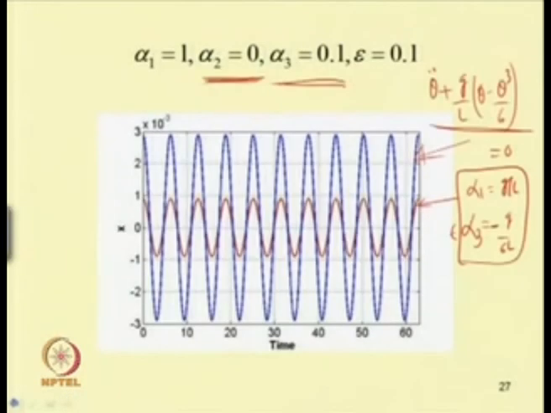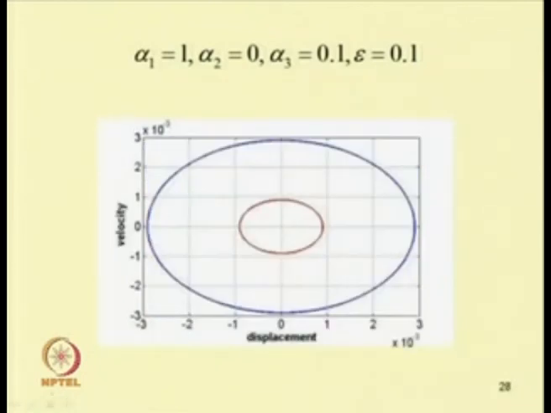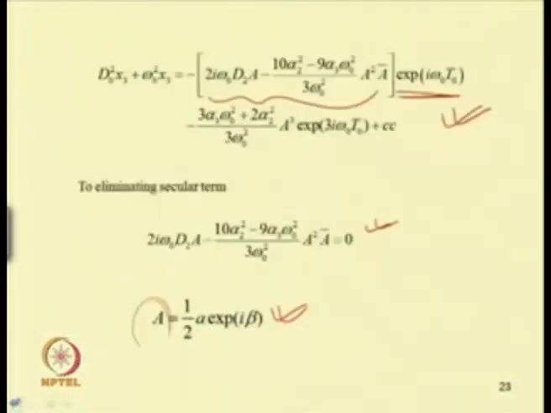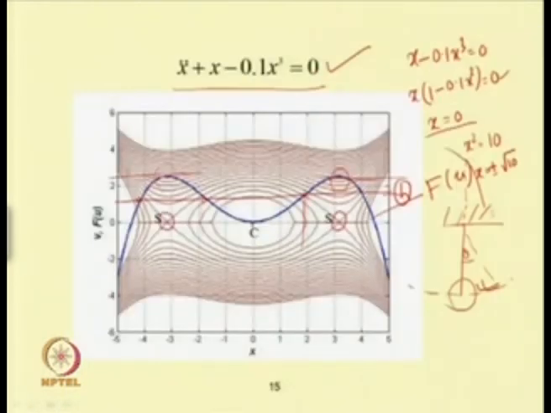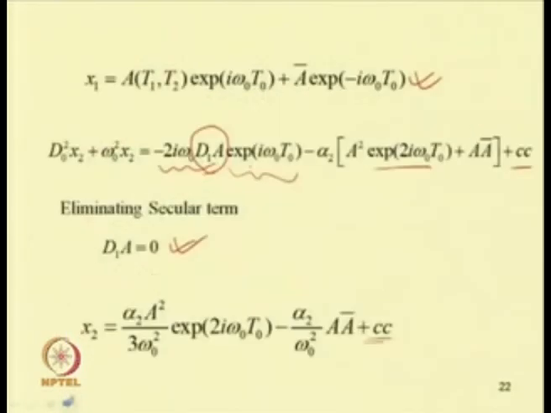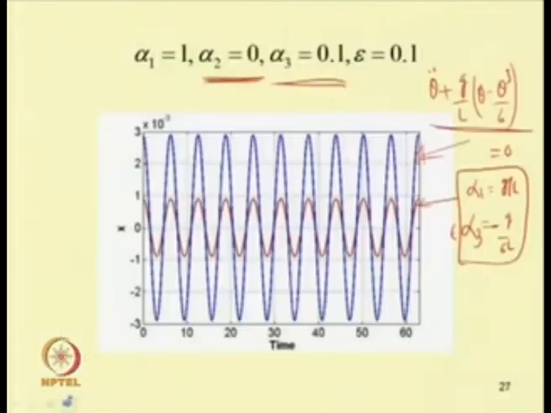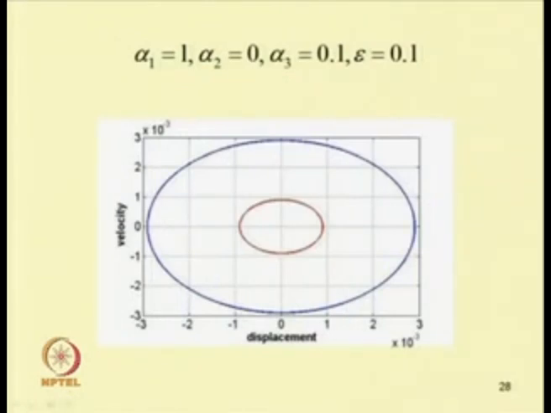In this case, one can plot the phase portrait also. One can see the phase portrait is periodic, which we have already seen in the qualitative analysis. In qualitative analysis also we got the same thing. This is the same example we have taken. So, here we have a periodic response near this equilibrium position, that is 0, 0.